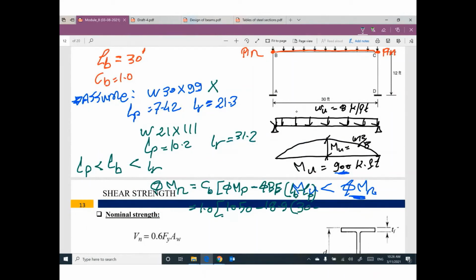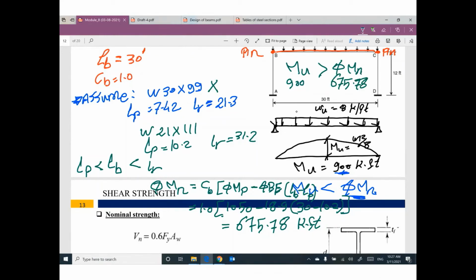30 minus 10.2. What is the value? Let's see. 30 minus 10.2 times negative 18.9 plus 1050. You will have 675.78 kip-feet. M ultimate, which is 900, is greater than phi MN, which is 675.78. Unsafe.